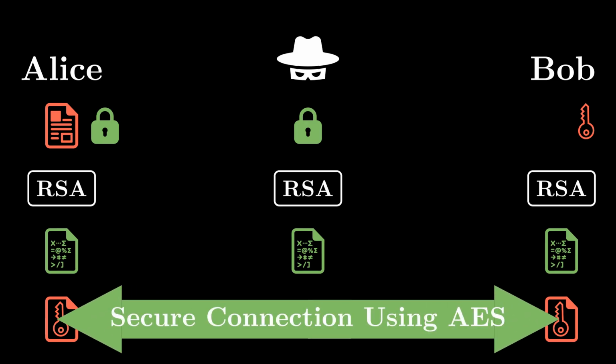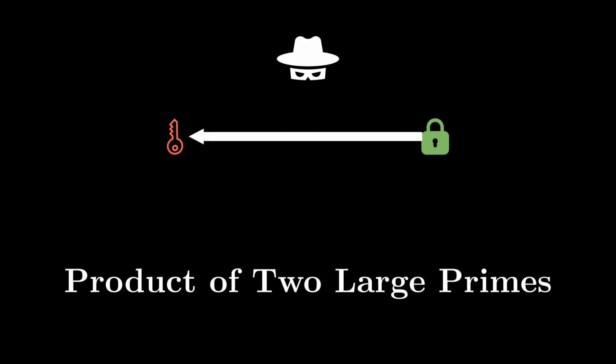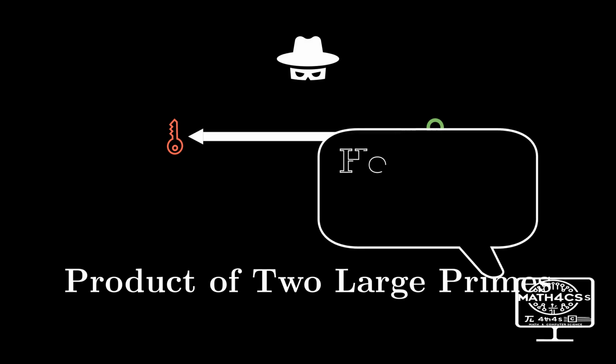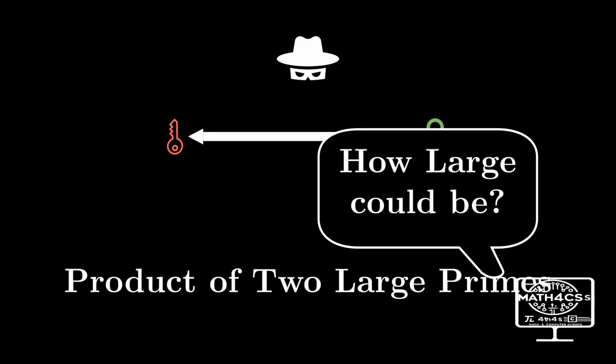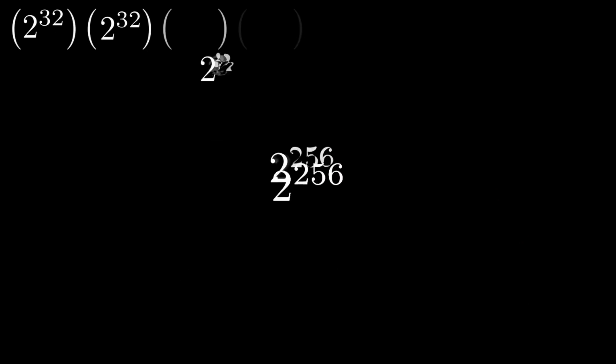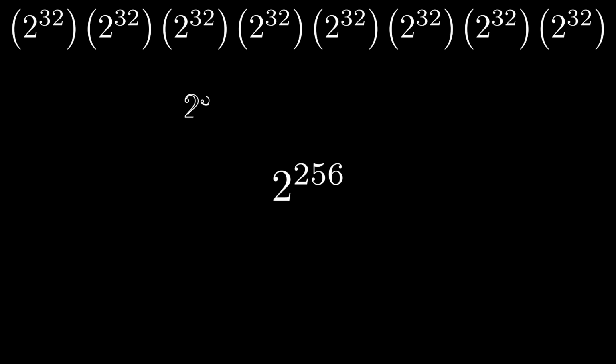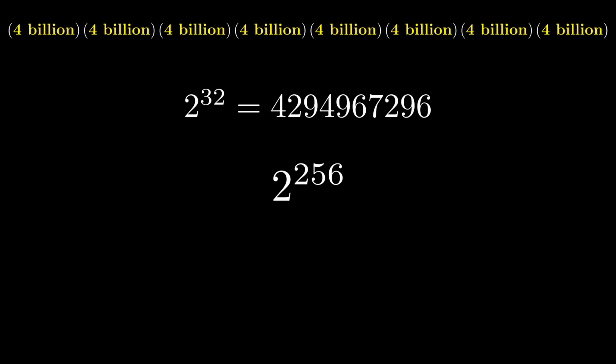But what are these keys in reality? The answer is they are large numbers, more specifically a product of two large prime numbers. And the only thing that prevents Eve from getting the private key is the difficulty of factoring these numbers. But how large are these numbers? The number 2 to the power 256 is described by Grant Sanderson as a stupidly large number.